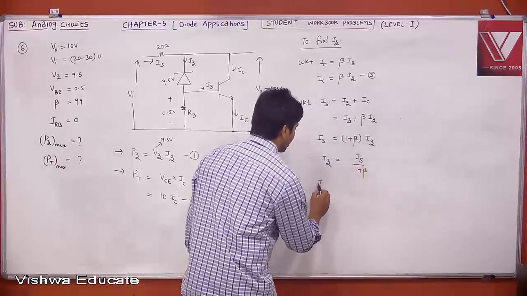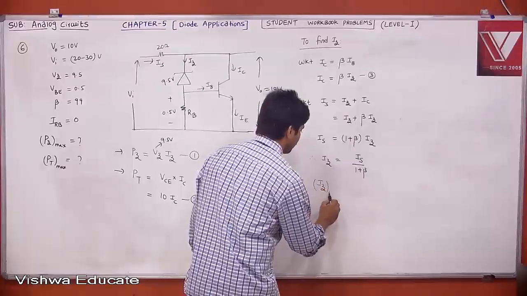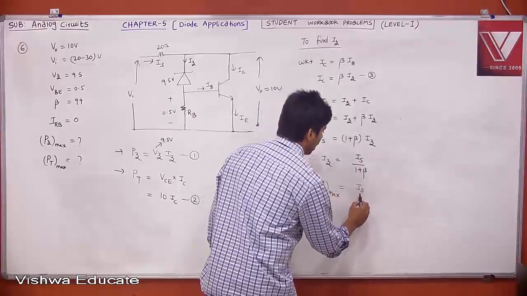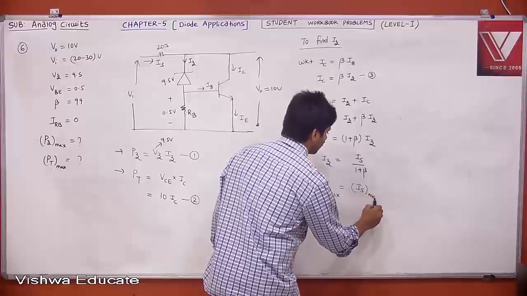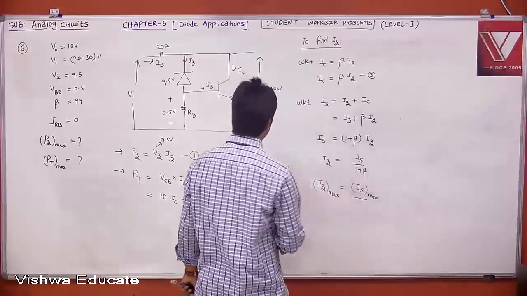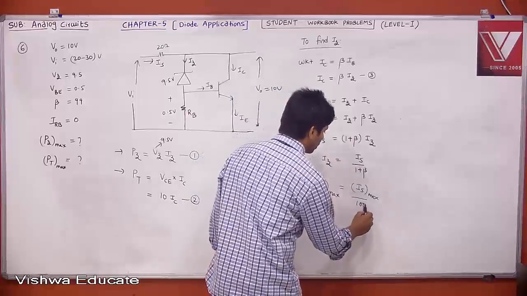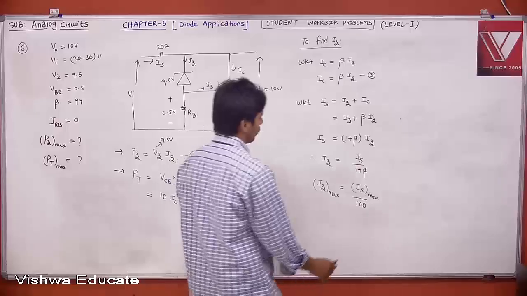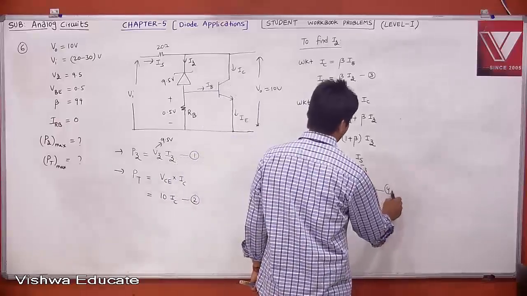Therefore, how can you find Iz maximum? Iz maximum is nothing but Is maximum divided by (1 plus beta). When Is is maximum, then only Iz is maximum. What is beta? Beta is given as 99. Therefore, 1 plus beta is 100. If you know Is maximum, then problem is over, right? Therefore, this is equation 4.